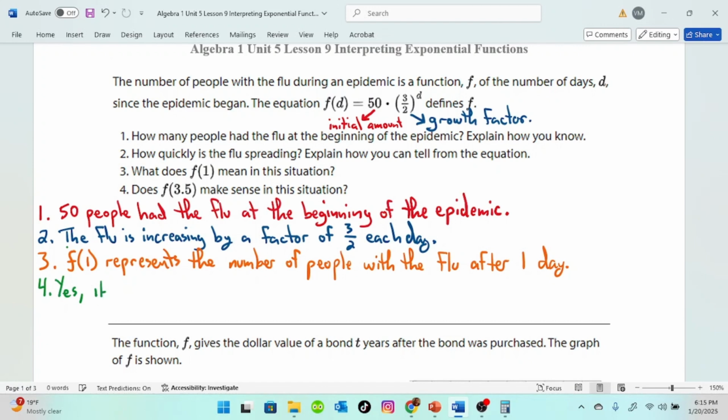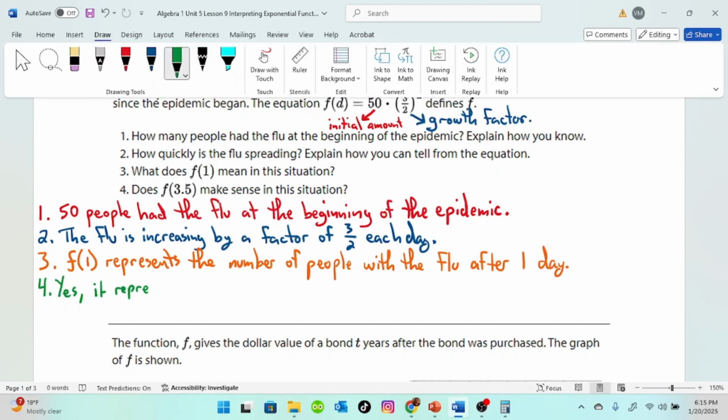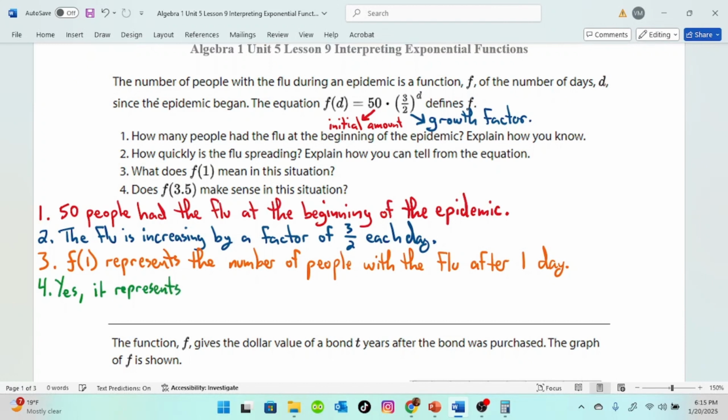So yes, it represents the number of people with the flu after 3.5 days.